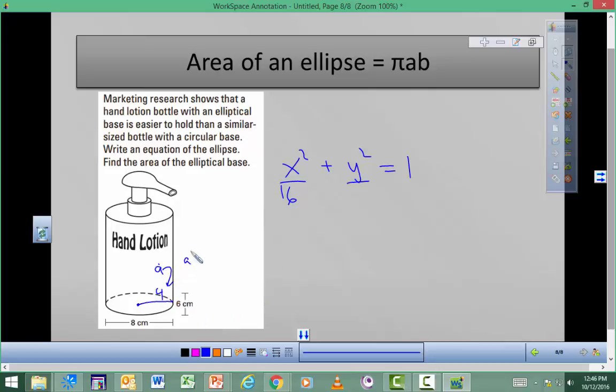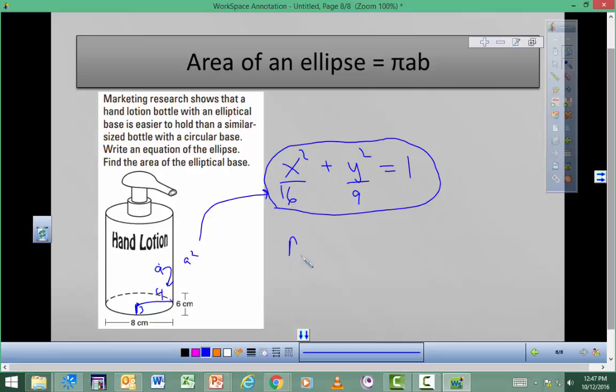And so you want A squared here. What's this length? 3, right? And so what goes here? 9. That was pretty easy, right? There's the equation.